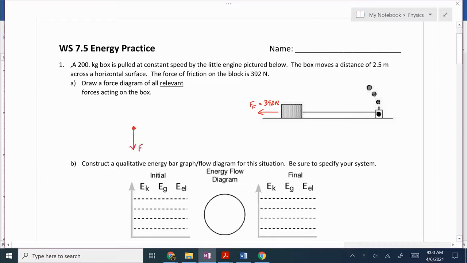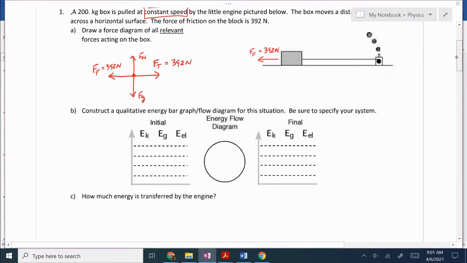So we have the force of gravity, normal force, force of friction, and the tension force would be the same. All right, those two have to be the same force because let's remember that it's being pulled at a constant speed. So constant speed means the force to the right would have to equal the force to the left.